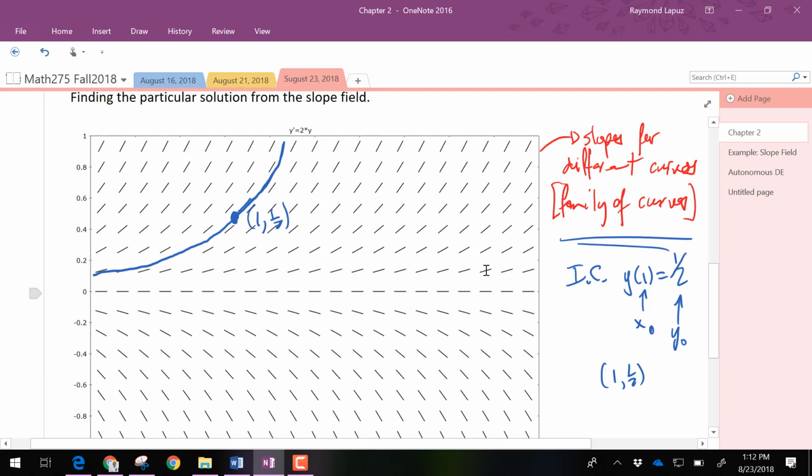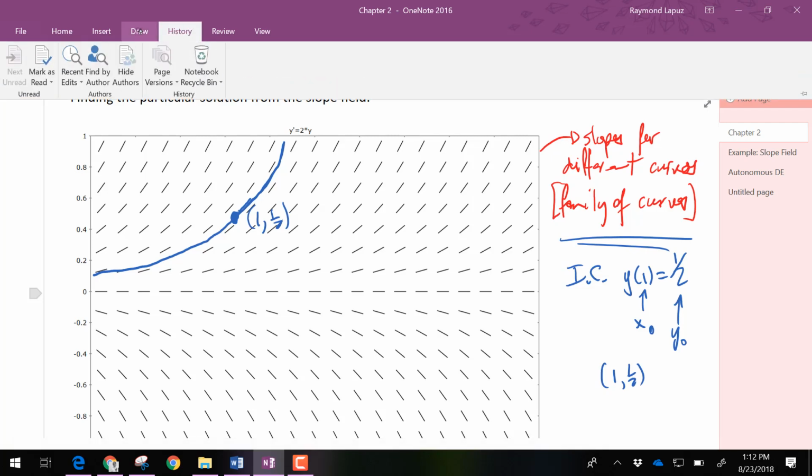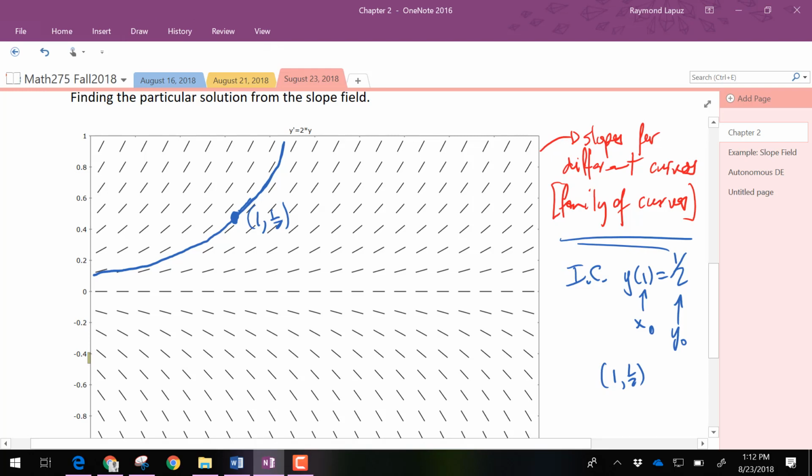Now, pick a y, any y, and then look along that horizontal strip of y that you picked. What do you notice about the slopes? It's all the same. So if I pick a y, any y, and I take a look at all the slopes there, it's all the same slope, right? So that's an autonomous differential equation. It doesn't matter what your x value is, your slope is always going to be the same for that level of y.